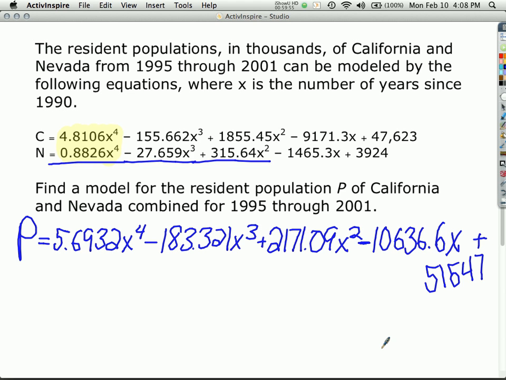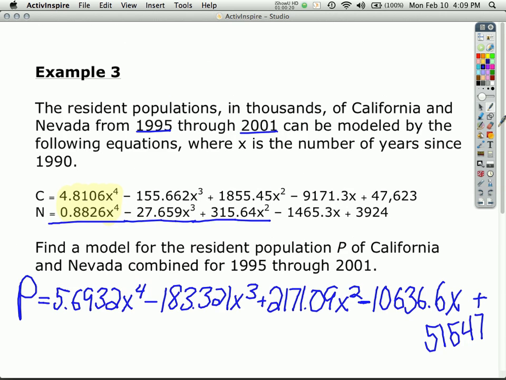Yes? So does that mean in 1990 the population was the last 2 years? No, because this is only from 95 to the year 2001, so 1990 is not even accounted for in this. 1990 is part of the model because that's how they counted the number of years, but it actually will not tell you the population at that time. Okay? Good, we're doing a great job.